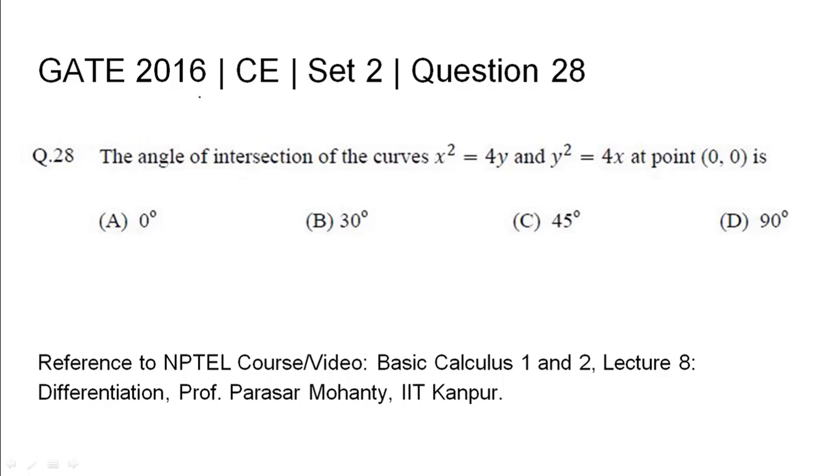GATE 2016 Civil Engineering Set 2 Question 28. The angle of intersection of the curves x square equals 4y and y square equals 4x at point 0, 0 is. Four options have been given: A 0 degree, B 30 degree, C 45 degrees and D 90 degrees.